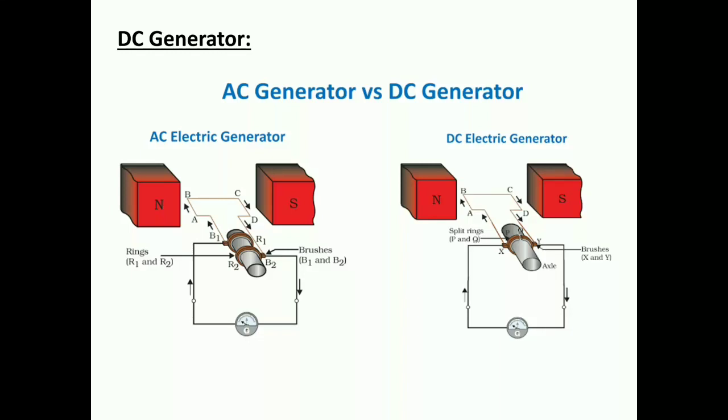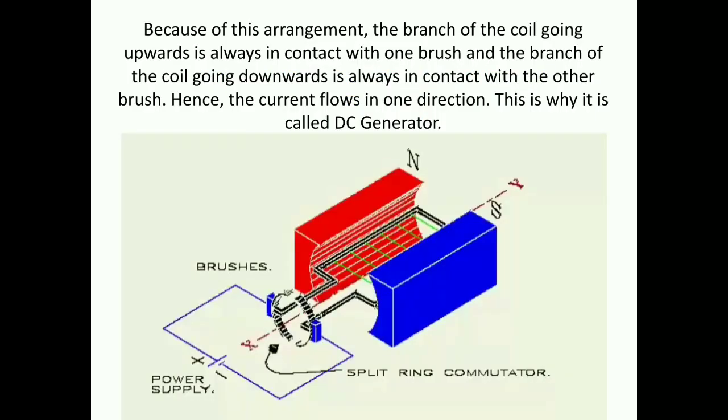What will be required to make a DC generator? The DC does not change the direction in the external circuit. To achieve this, a split ring is fixed on the axle like the split ring used in an electric motor. But there is only one split ring in a DC generator. Because of this arrangement, the branch of the coil going upwards is always in contact with one brush and the branch going downwards is always in contact with the other brush. Hence, the current flows in one direction in the external circuit. This is why this generator is called a DC generator.